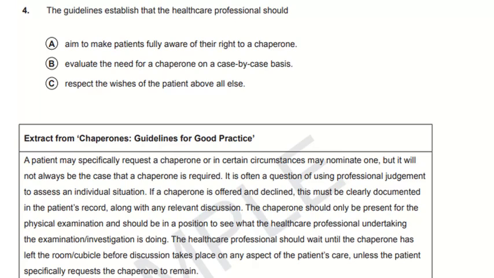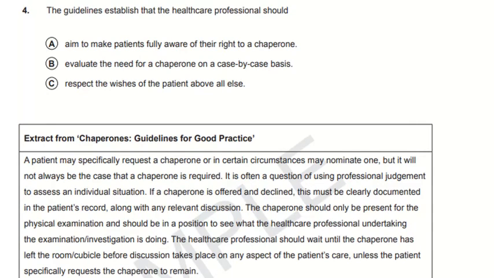Well, a patient may specifically request a chaperone or in certain circumstances may nominate one, but it will not always be the case that a chaperone is required. It's often a question of using professional judgment to assess the individual situation. If a chaperone is offered and declined, this must be clearly documented in the patient's record, along with any relevant discussion. The chaperone should only be present for the physical examination and should be in a position to see what the healthcare professional undertaking the examination or investigation is doing.